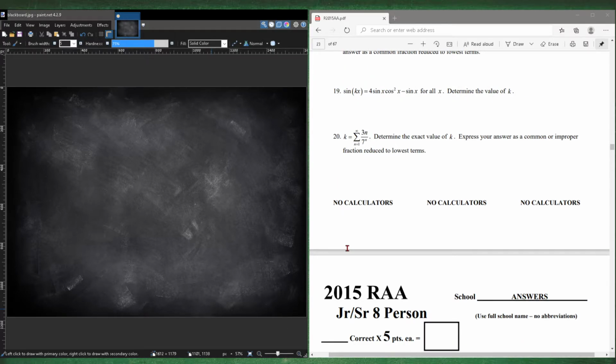Okay, number 20. k is equal to the infinite summation from n equals 1 to infinity of 3n over 7 to the power of n. Determine the exact value of k. I covered this in one of my videos, the first video of that series, which is basically the summation of polynomials over exponentials.